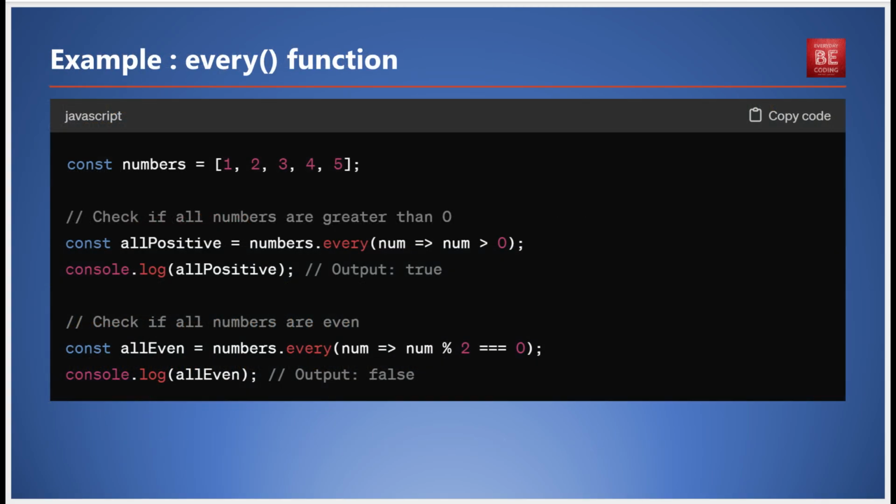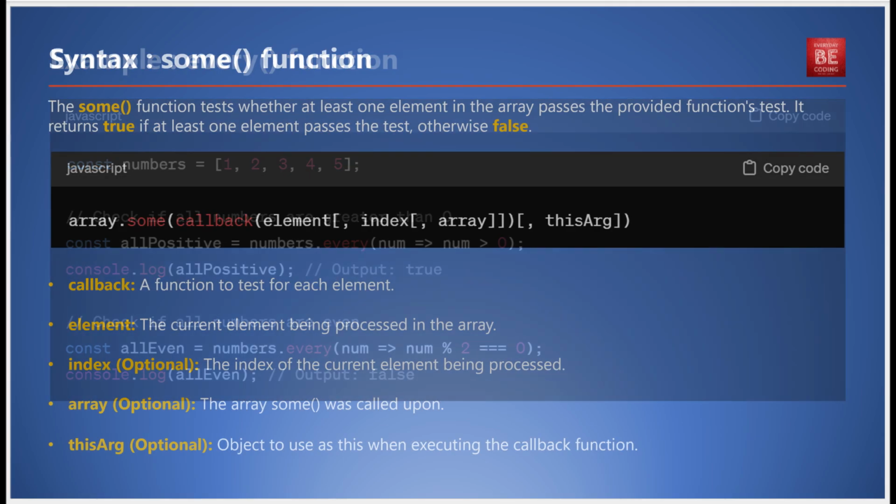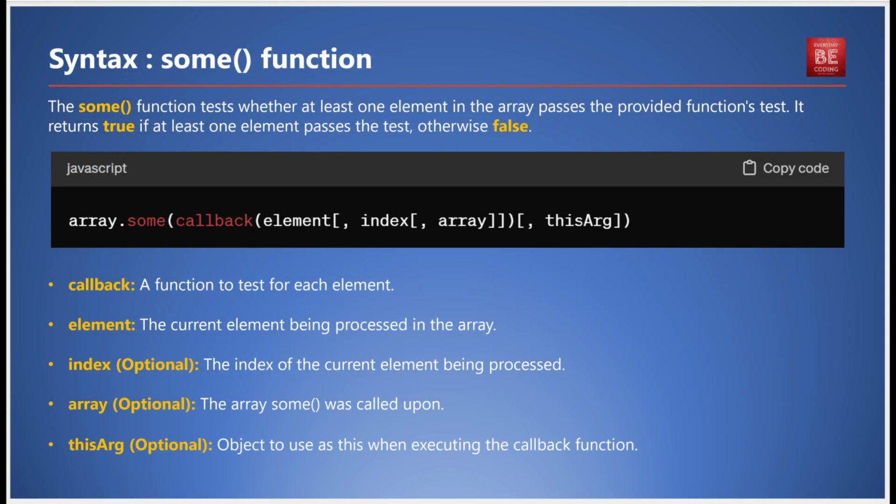For instance, imagine an array of numbers from 1 to 5. Using every, you can check if all these numbers are greater than 0. The function will return true, as indeed all numbers in the array are positive. But if you check if all numbers are even, it's going to return false, because not all numbers in the array are even.